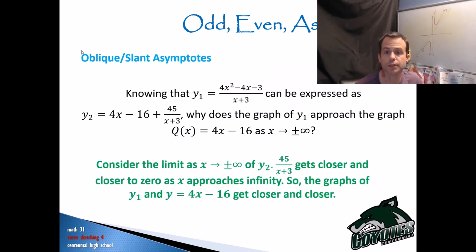Okay, consider the limit as x approaches plus or minus infinity of y2. The fraction 45 over x plus 3 gets closer and closer to 0 as x approaches infinity. So the graphs of y1 and y equals 4x minus 16 are going to get closer and closer together. Okay.